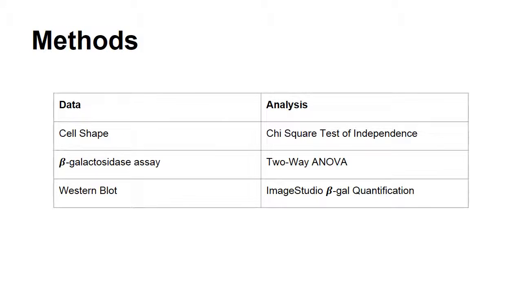We used the chi-square test and the two-way ANOVA test to analyze cell shape assay and beta-galactosidase assay results respectively. And finally, we used ImageJ to quantify our Western blot assay. Next comes our results part narrated by Matt.